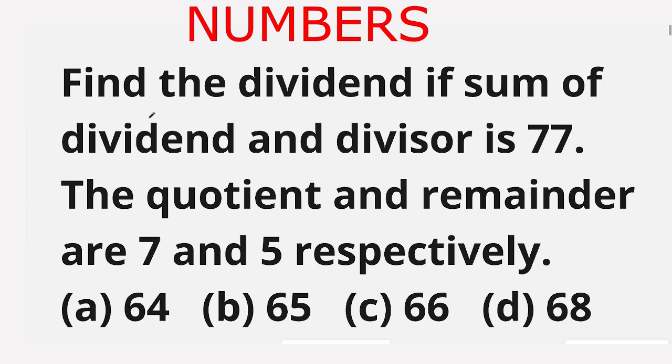Our question is, find the dividend if the sum of dividend and divisor is 77. The quotient and remainder are 7 and 5 respectively. The given options are option A 64, option B 65, option C 66, option D 68.